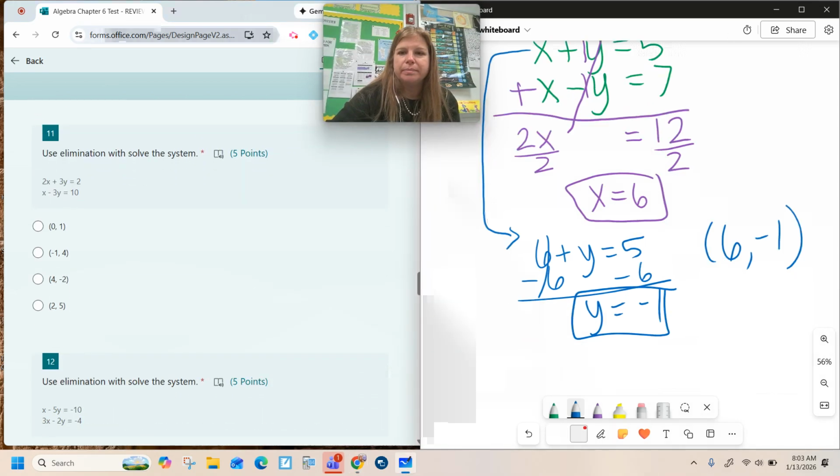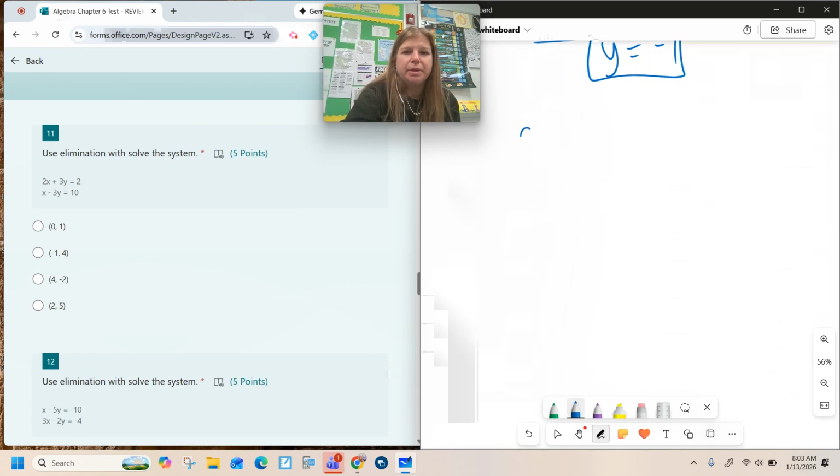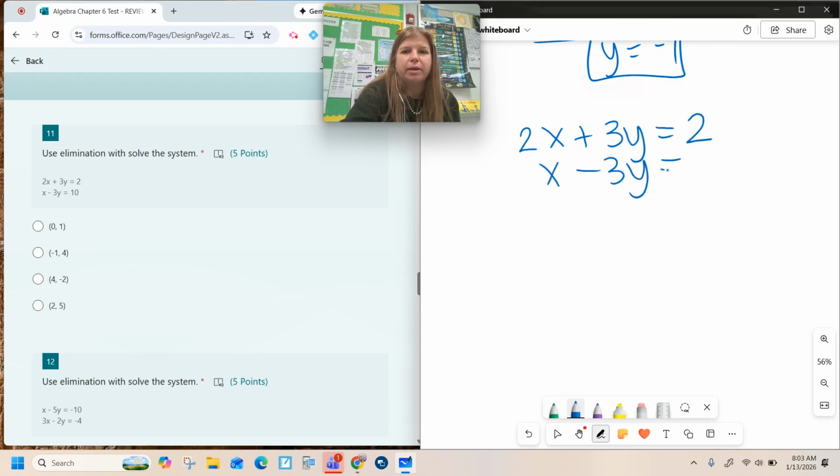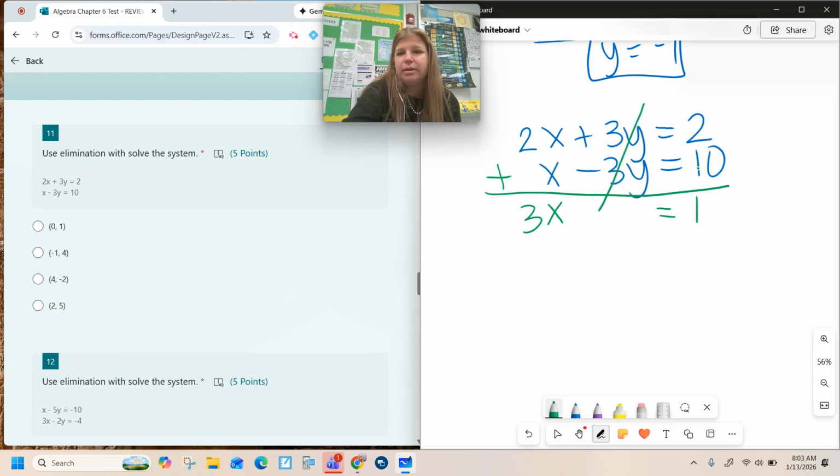Number 11, same skill. Ready? 2x plus 3y equals 2, and x minus 3y equals 10. My x coefficients are not opposites, 2 and 1, but my y coefficients, again, are opposites. So when I add those up, 2x plus x is 3x, but 3y plus a -3y eliminates out. 2 plus 10 is 12. And again, look how clean this actually is.